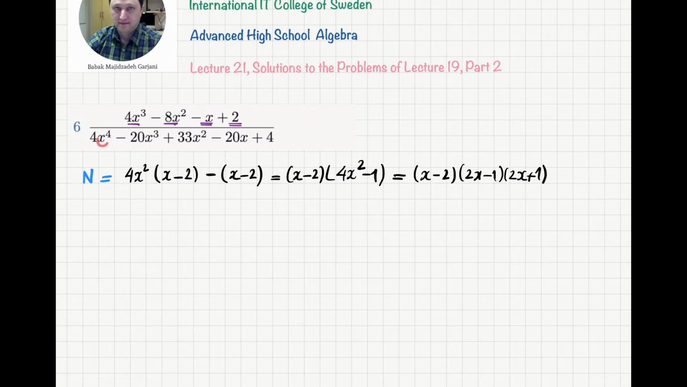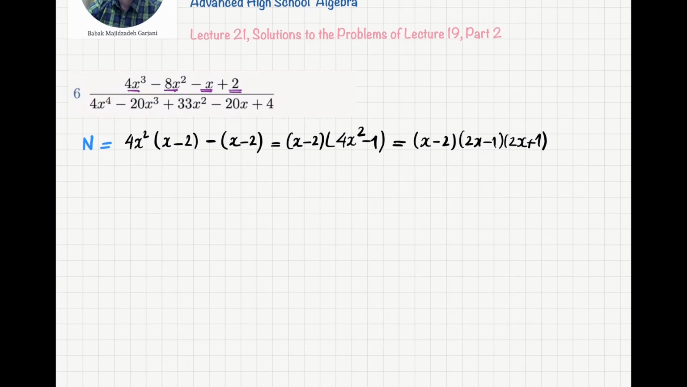So put 2 here. It becomes 4 times 16 minus 20 times 8 plus 33 times 4 minus 20 times 2 and then plus 4. If you calculate this, this becomes indeed equal to 0. So what does it mean? This means that this polynomial is divisible by x minus 2.